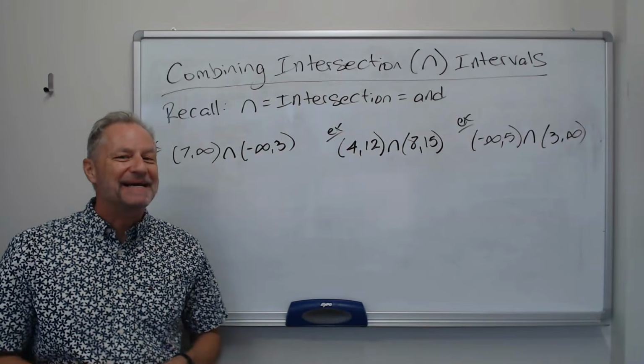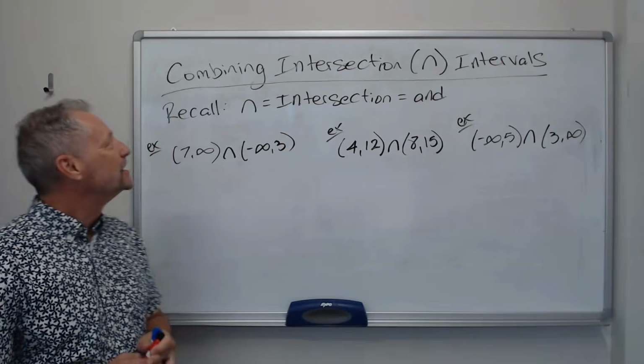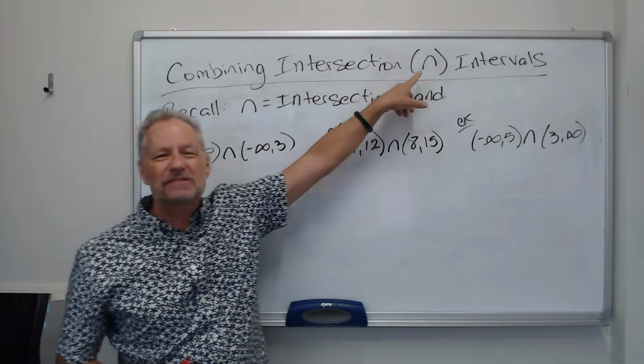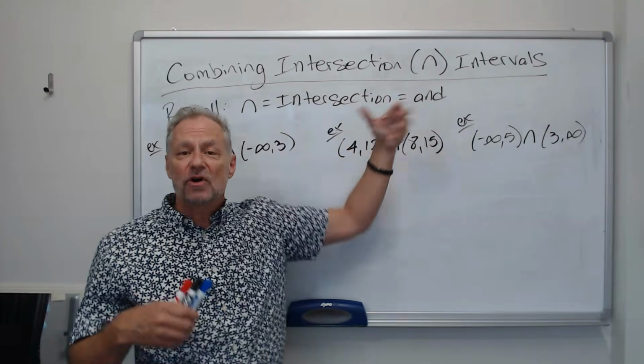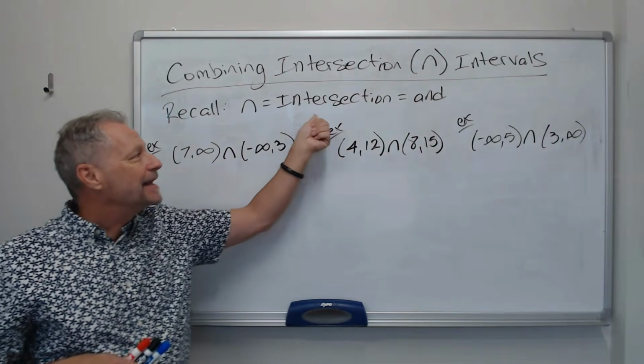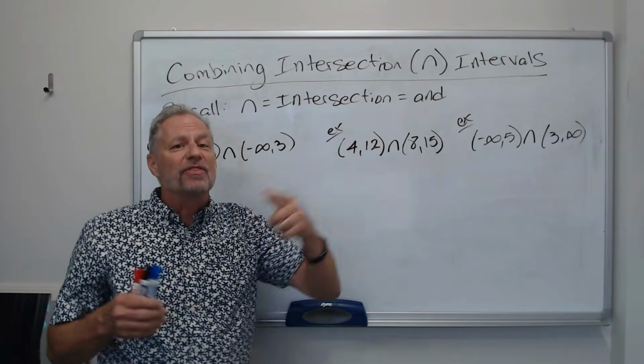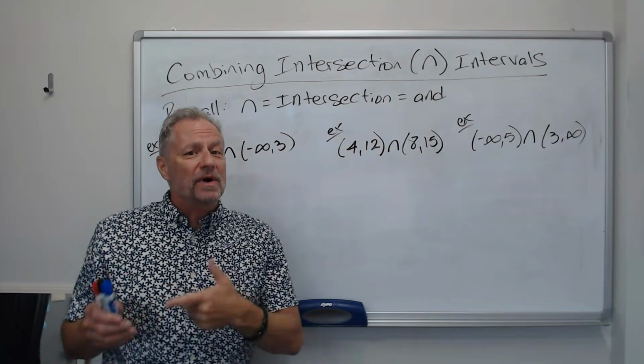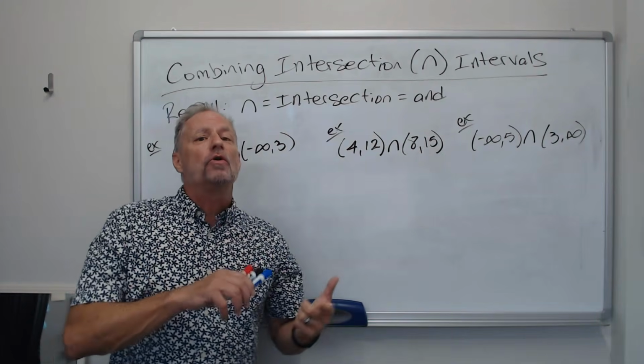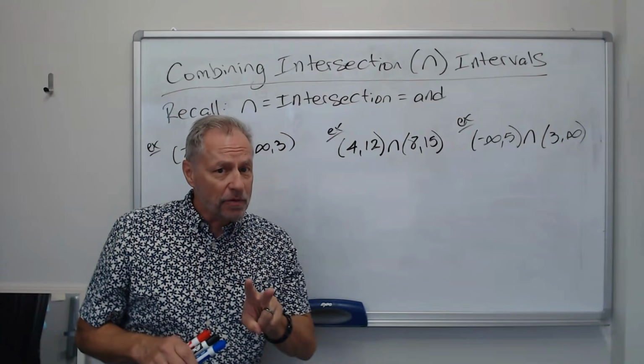We're talking about combining intervals with intersection. Intersection looks like an upside down U. It's called an intersection and it means "and." So this time, if something's in one interval and also in the other interval, it has to be in both.